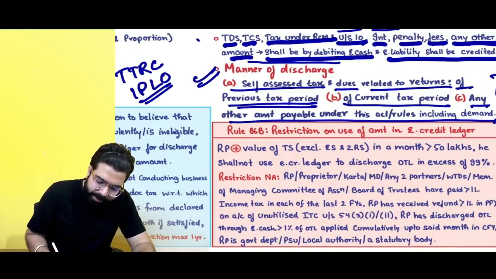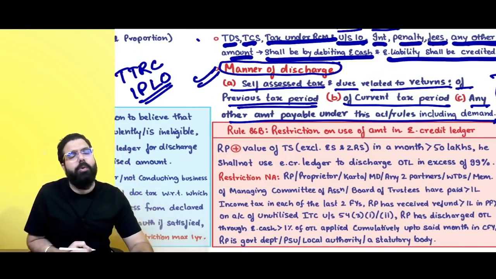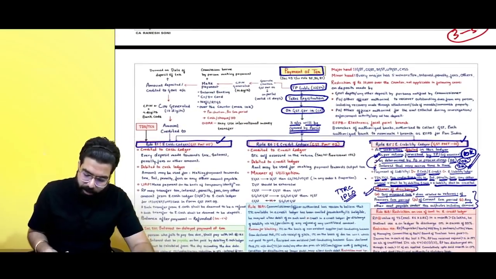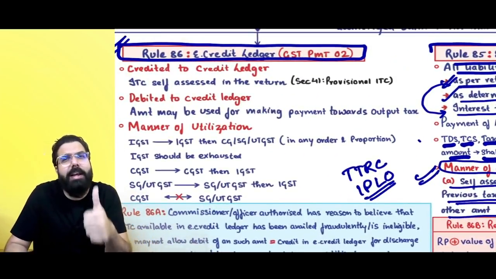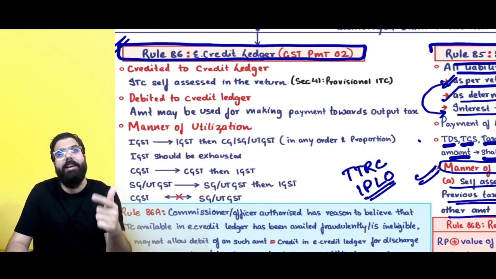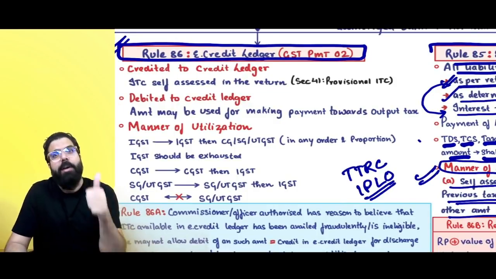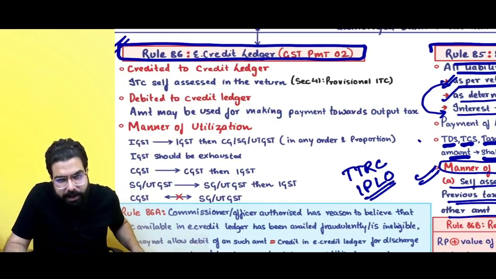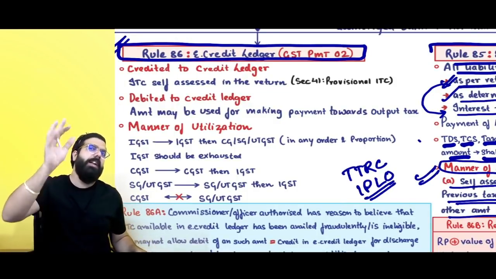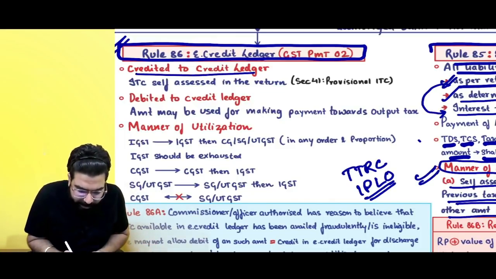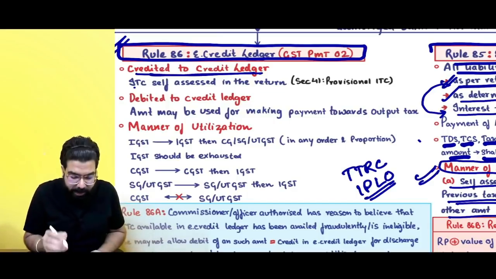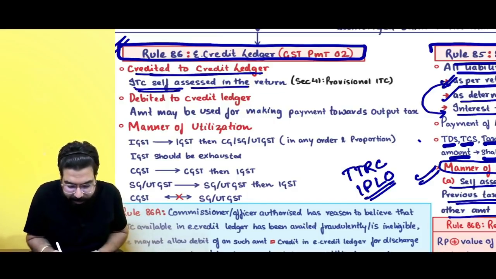Remember this, in the exam sometimes they go ahead and ask what is the manner of discharge of liability. Next, sir, e-credit ledger. Always, first of all, in the e-credit ledger, first will be credited whatever you go ahead and claim. If you are going ahead and claiming any input tax credit, government will go ahead and give you immediately, provisionally the credit shall be given. Credited to credit ledger is ITC, self-assessed in the return.